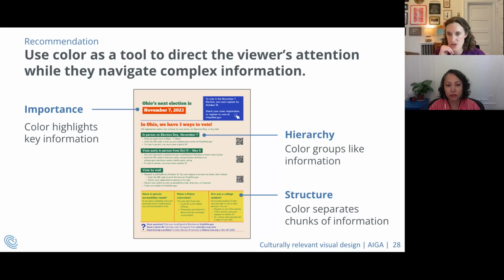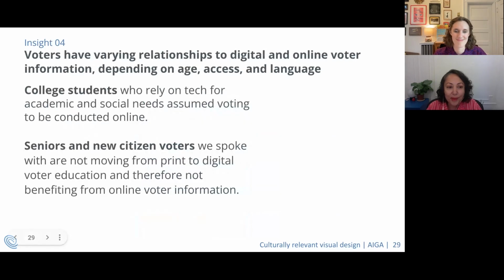And we talk about color being useful for three reasons. First, that it can add importance. It's highlighting key information for people. Second, that it's adding hierarchy by grouping like information together. And third, that it's adding structure by separating out chunks of information that are in the same visual area but cover different topics. All right, we're coming to our last insight here.